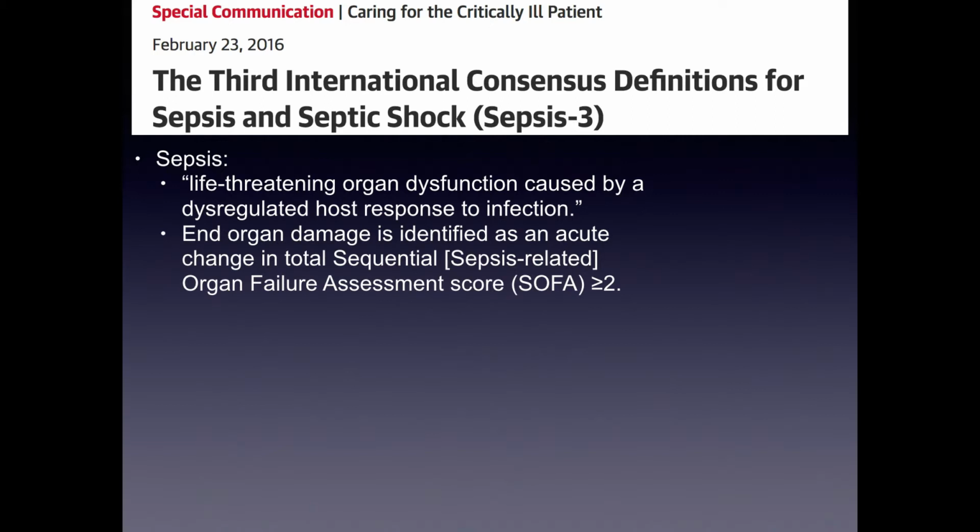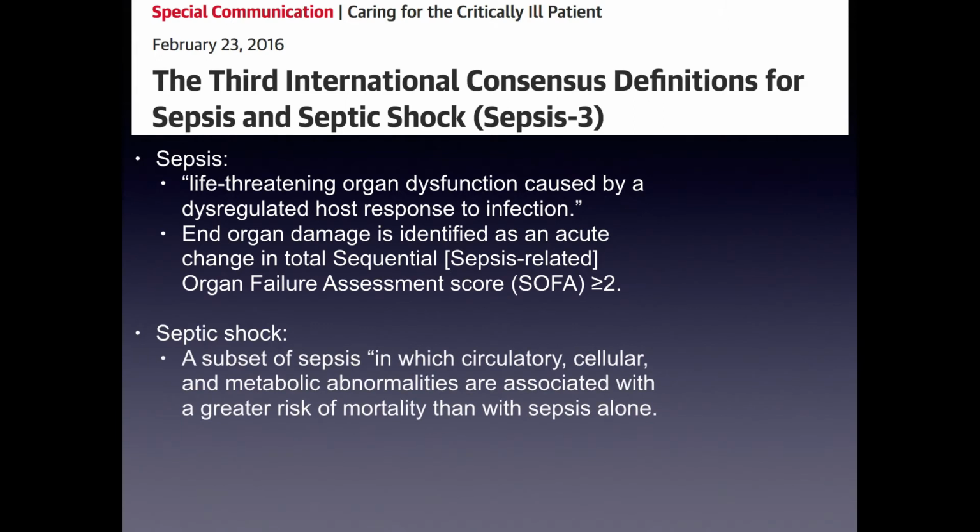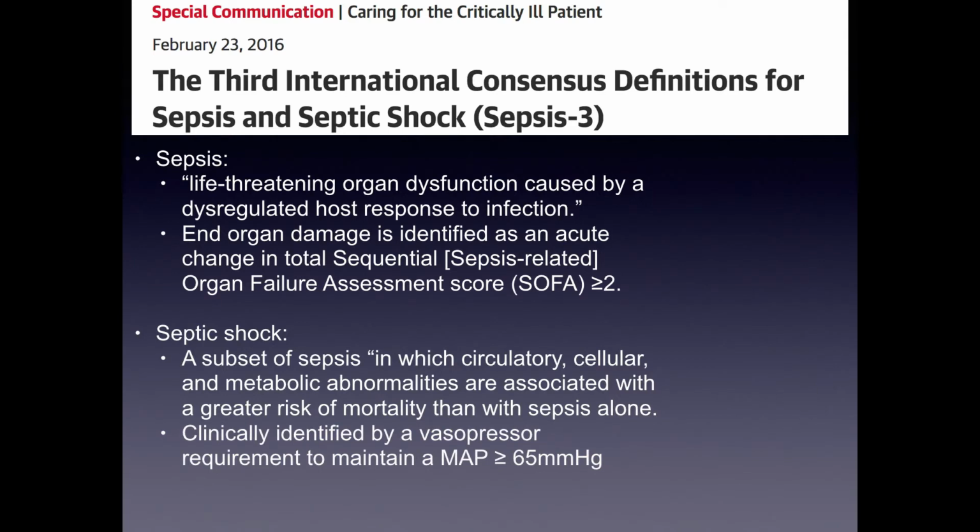You would score these people, and a score equal to or greater than 2 had a higher predictive value of mortality. Then they defined septic shock as a subset of sepsis, in which you have severe circulatory, cellular, and metabolic derangements, which puts you at even higher risk than sepsis alone. The way we identify that is vasopressor use to keep your MAPs above 65 and serum lactate greater than 2. So that's changed a little bit from the previous definition, where we were using lactates of 4.